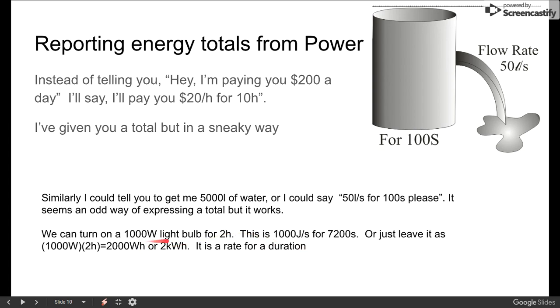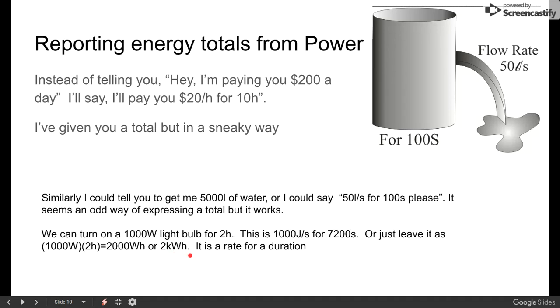What about a 1,000-watt light bulb turned on for 2 hours? This is 1,000 joules a second for 7,200 seconds. So it's 7,200,000 joules. But it turns out for electricity usage, we usually just leave the 1,000 alone, leave the hours alone, and say 2,000 watt hours, which is 2 kilowatt hours.